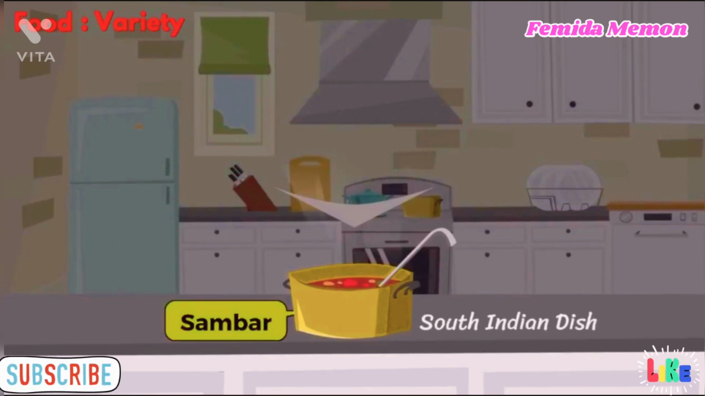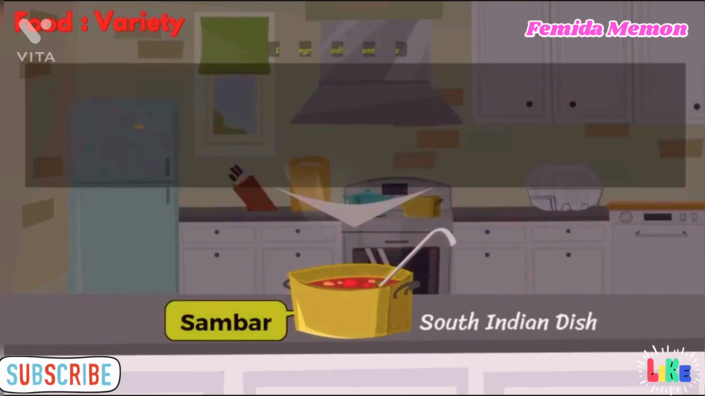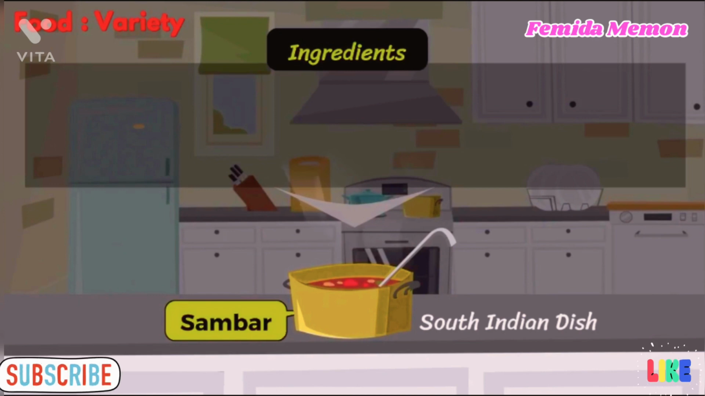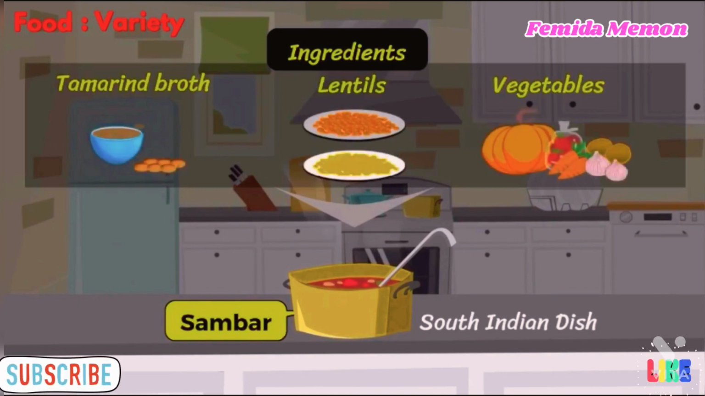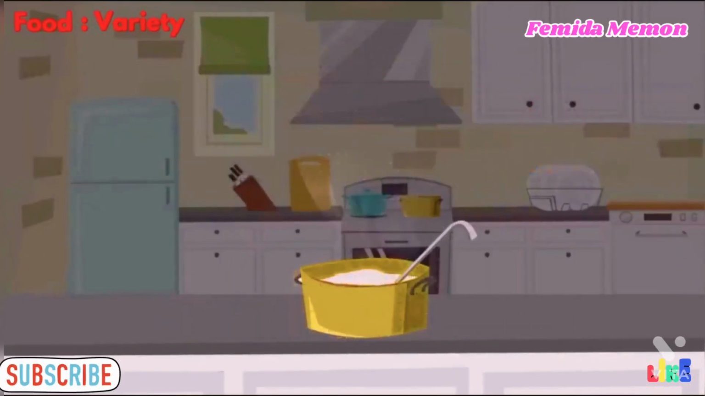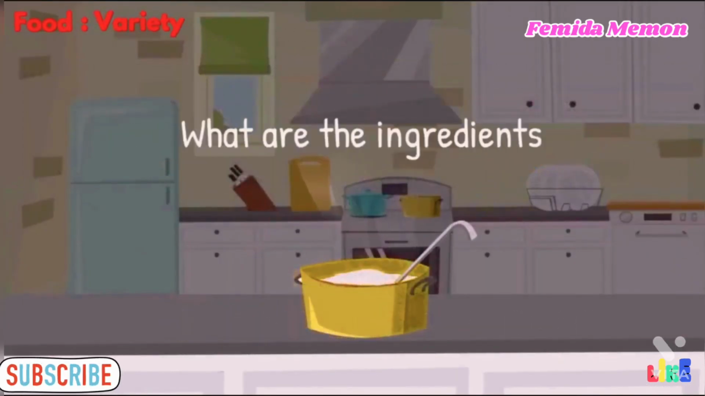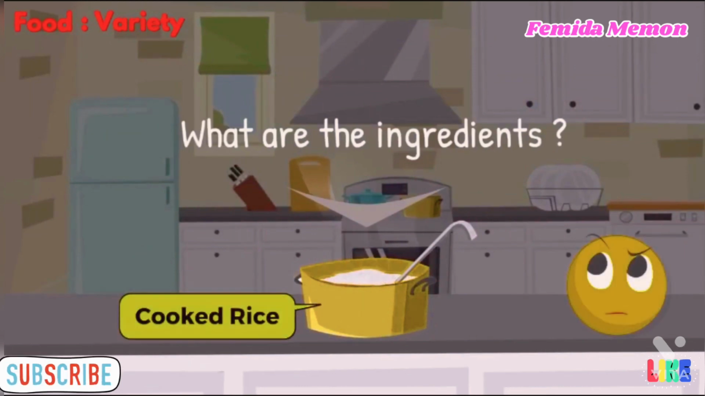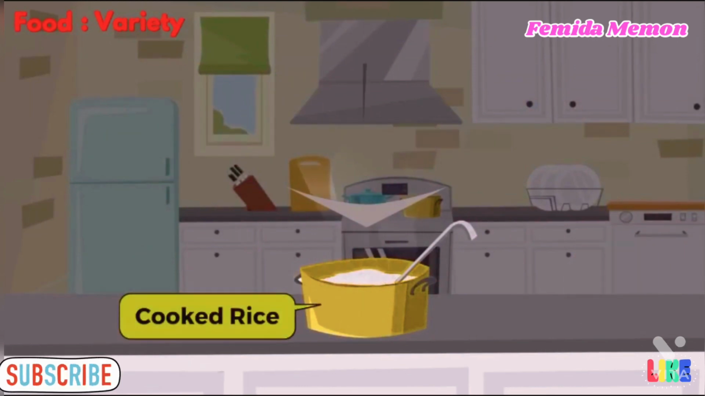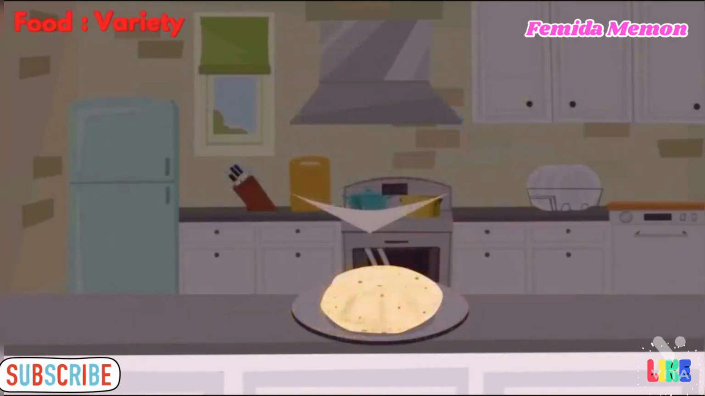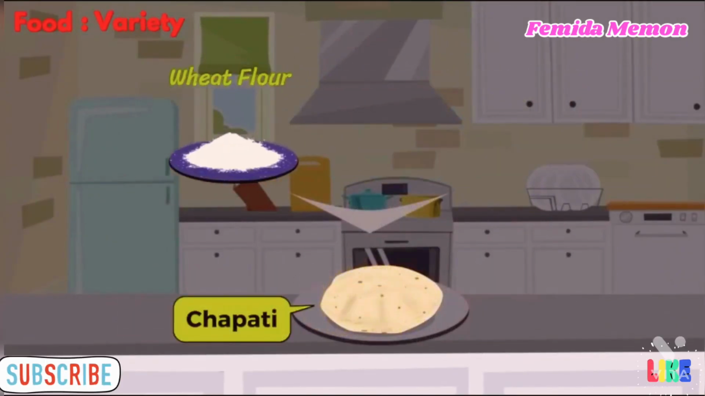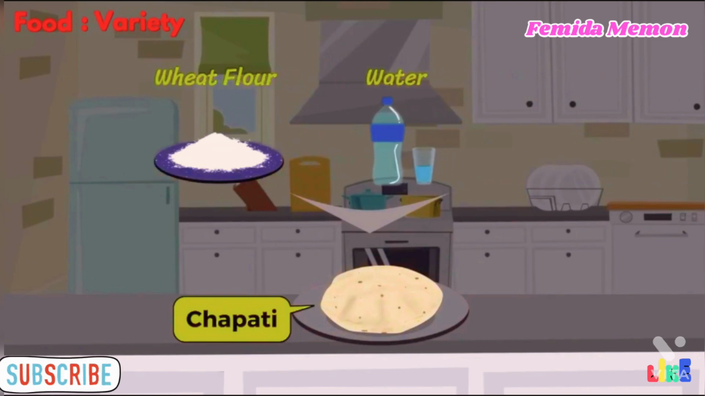Sambar is the famous South Indian dish. The main ingredients of this dish are tamarind broth, lentils, and vegetables. Can you tell me what are the ingredients of cooked rice? It just needs two ingredients, that are raw rice and water. Similarly, chapati needs wheat flour, water, and oil.